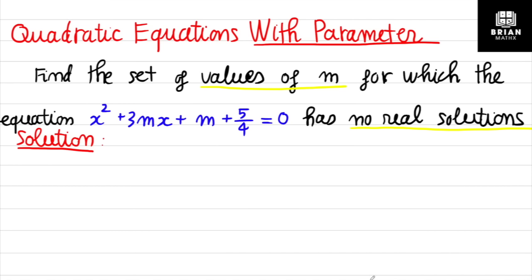Maybe in the last video we learned about parameters, how you can find the discriminant of a quadratic equation with a parameter. But in this video we have to apply that discriminant for finding the value of m. Before we work on this question, I need to remind you about the discriminant conditions.